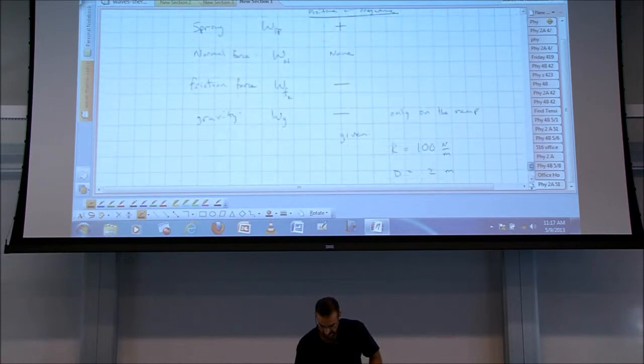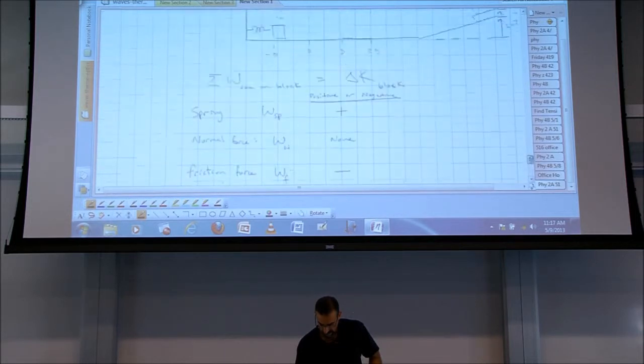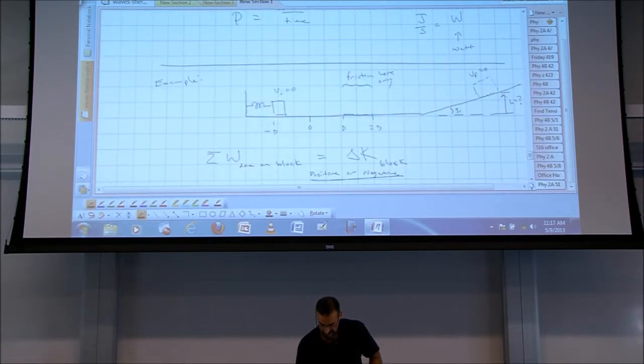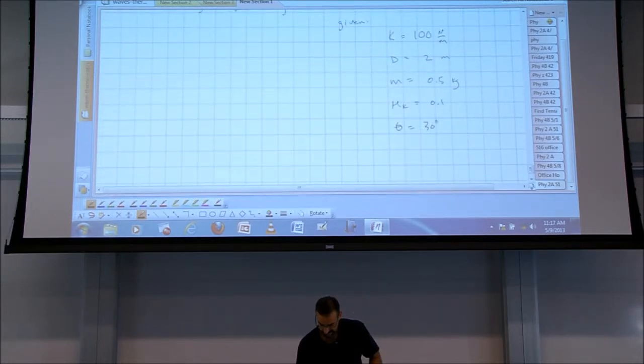What else do we need to know? We need to know the mass. Let's make it 0.5 kilogram. And we need to know our kinetic coefficient of friction. How about 0.1? And how about theta is 30 degrees? Or let's make this 5 kilograms just to... Okay, mass is 5 kilograms. All right, are we ready?